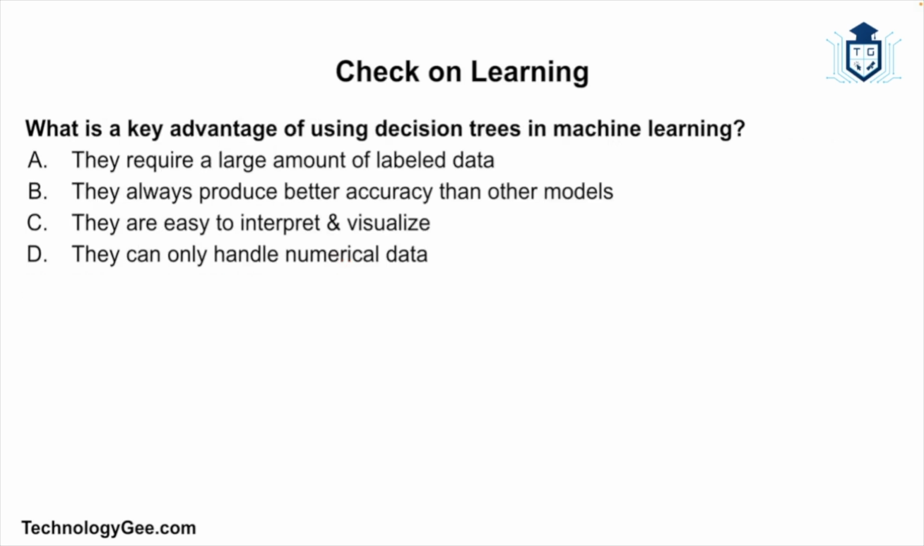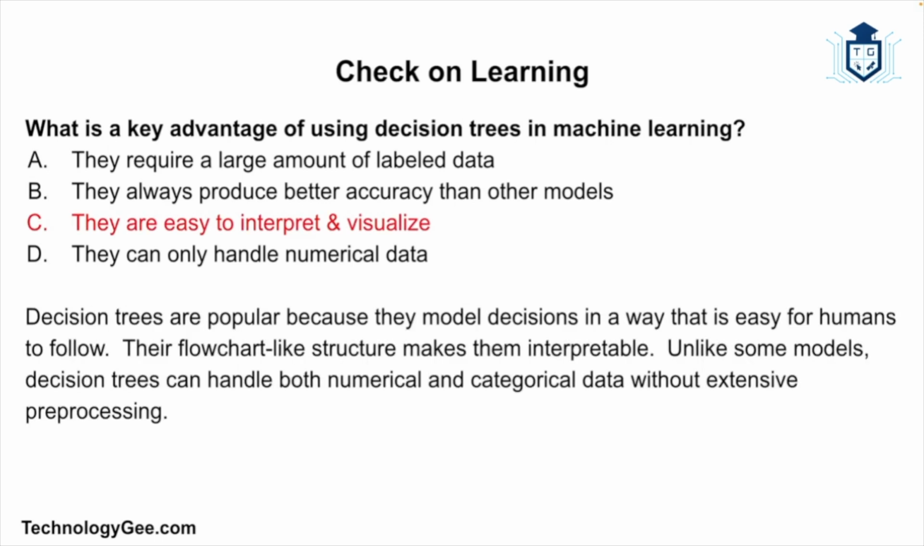And our final question: what is a key advantage of using decision trees in machine learning? Is it that they require a large amount of labeled data? They always produce better accuracy than other models? They are easy to interpret and visualize, or they can only handle numerical data? And the correct answer is they are easy to interpret and visualize.